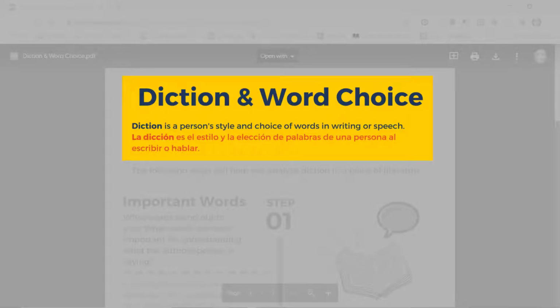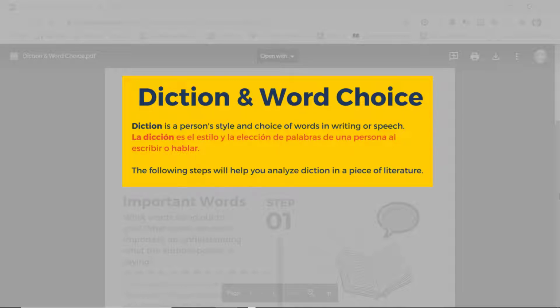When we refer to the word diction, what we're speaking of is a person's style of writing or speaking and the words they choose to use. So diction is often referred to as word choice and style of writing or speech.